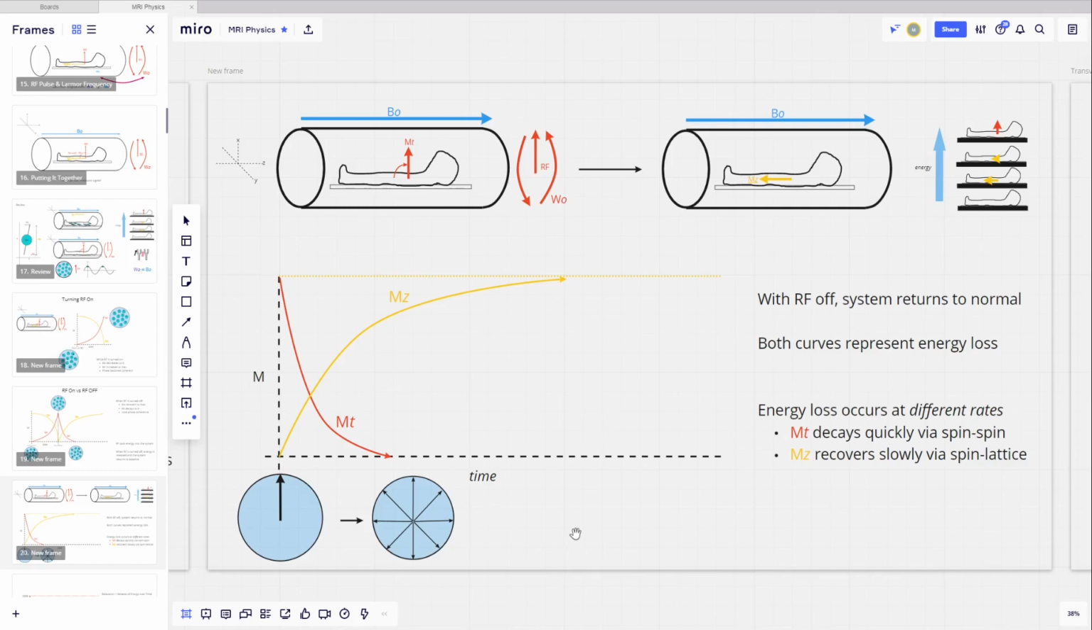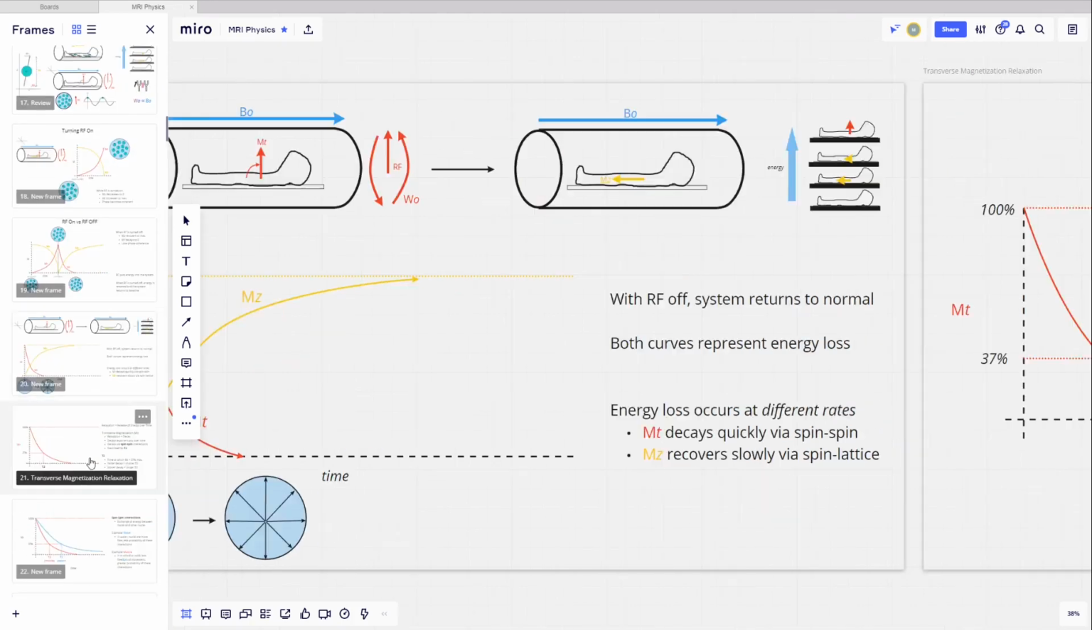So over here, I've said the same thing with the RF pulse off. The system's going to return to normal. Both of these curves represent energy loss, right? Returning to a lower energy state. This is the size of the vector on the y-axis. This is time. Energy loss is going to occur at different rates, and that's because there are two different mechanisms governing how the system is losing energy. Okay, spin-lattice and spin-spin, and we're going to talk about that in a second.